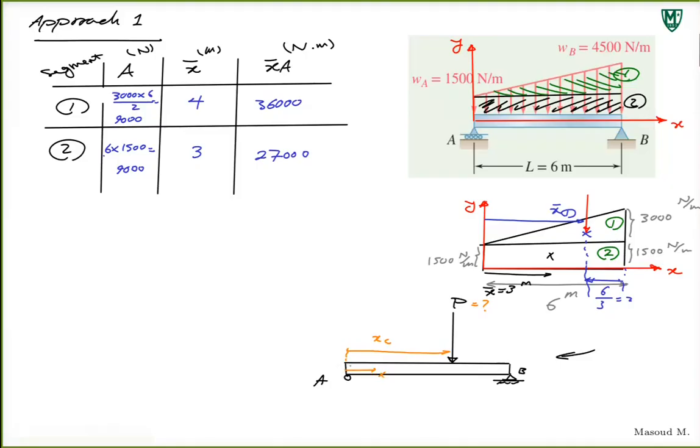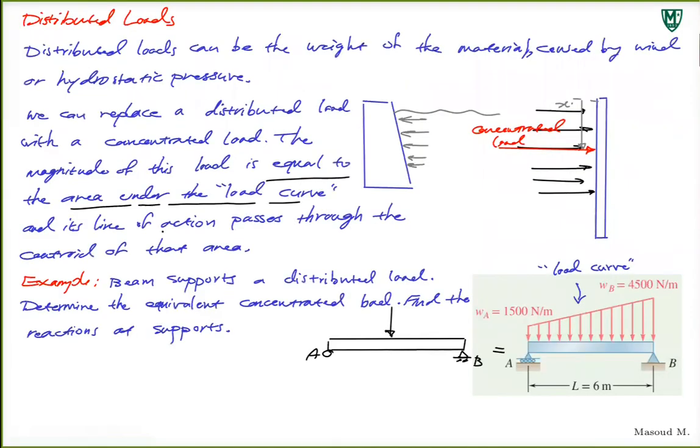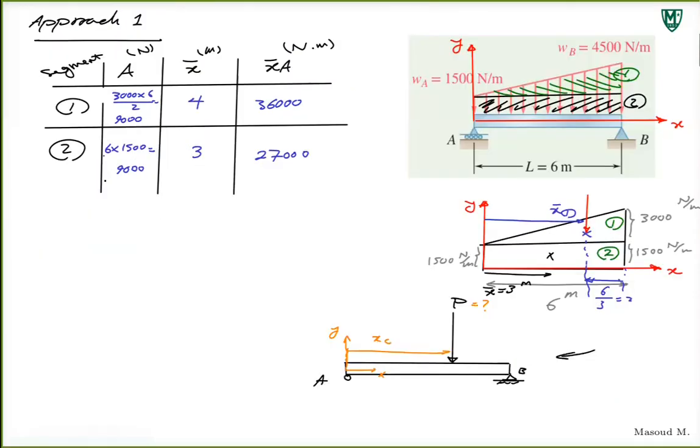If this is X and this is Y. So P, as this paragraph says, is equal to the area under the load curve. So area under the load curve is just the summation of these two areas, right? It's like 18,000. So P is equal to the sum of all the areas, which is 18,000 Newton. So that P is 18,000 Newton.